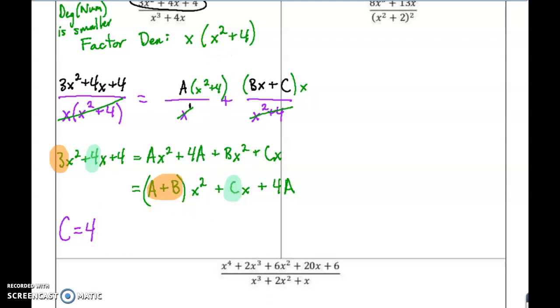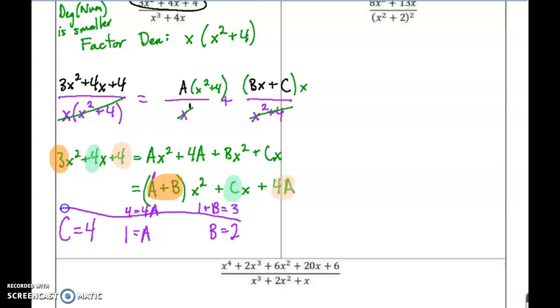And then our constant in the problem, choose this color, is 4a, which has to equal this 4. Oh, that's helpful, because if 4 equals 4a, write it small, then divide both sides by 4, and a must equal 1. Okay, well, if a equals 1, and a plus b equals 3, that means that 1 plus b needs to equal 3, so b must equal 2.